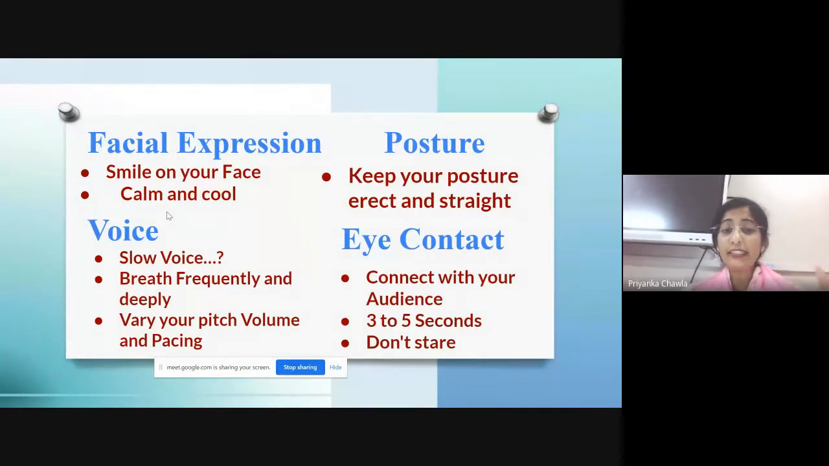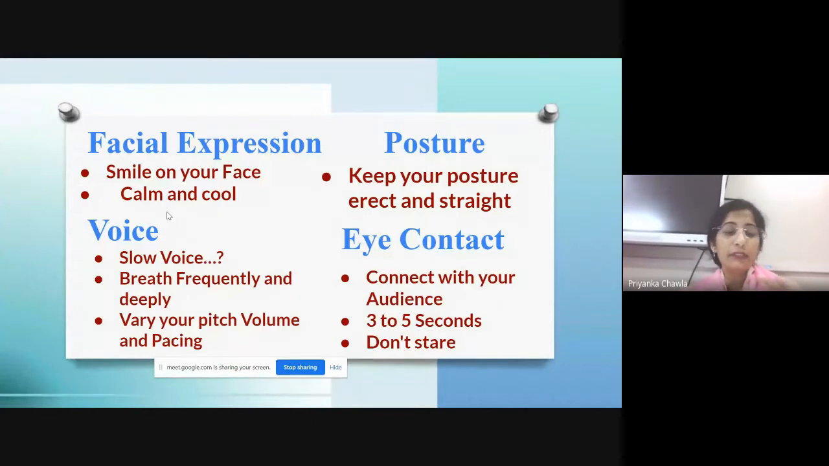Another thing is facial expression. Always wear a smile on your face. Be cool and calm. Do not get nervous anywhere. If you speak and you forget, the reason behind this is that you are not confident enough. That's why you are forgetting the things. So if you are forgetting, that means you are not confident. Still, if you are not confident, always wear a smile on your face. Your posture should be erect and straight. Do not bend down your posture.